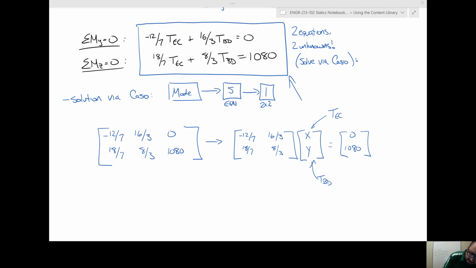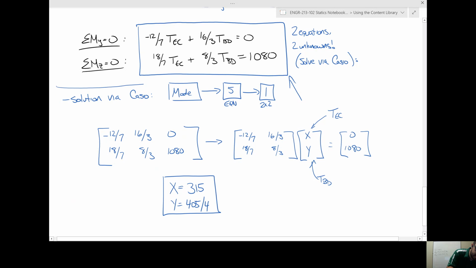So the Casio, let me minimize this. The Casio yields X is 315, Y is 405 divided by 4. This right here, this is the means to solve this via the Casio. Let me erase some of these arrows. That way you can access this later in your notebook.